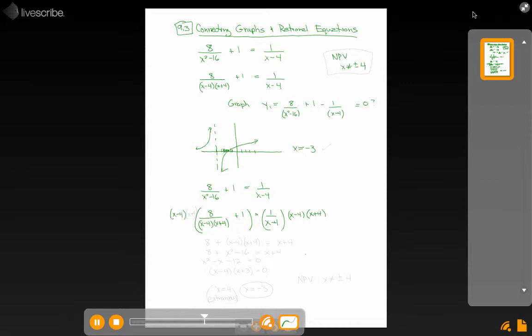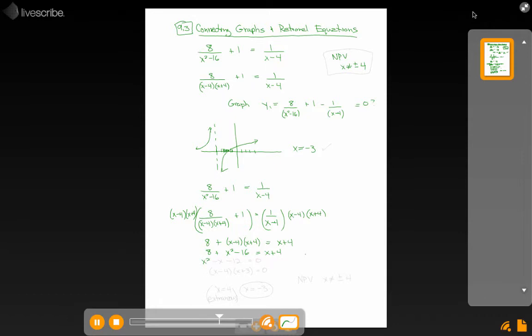The reason we do that is that it will get rid of all the denominators in the question. In doing that, you're left with 8 plus x minus 4 times x plus 4 equals x plus 4. A much simpler looking thing to solve, just in the fact that it doesn't have denominators. So expand this out, and I get x squared minus 16, and x plus 4 on the right side.